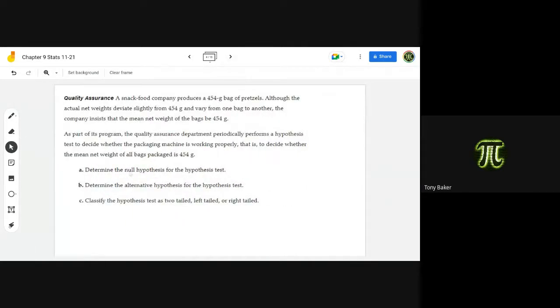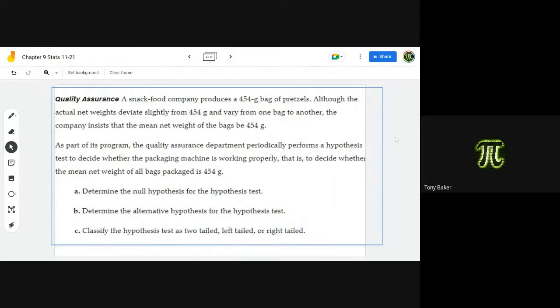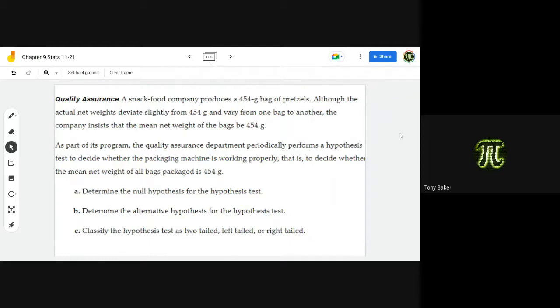All right. So let's look at this one. This is the one we were just talking about. A snack food company produces 454-gram bags of pretzels.